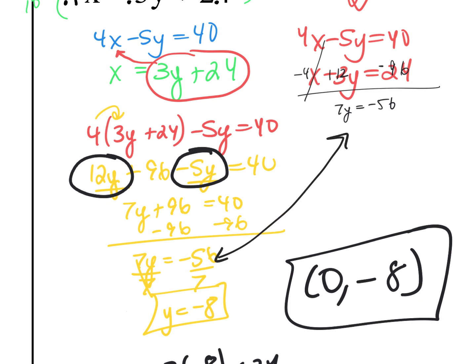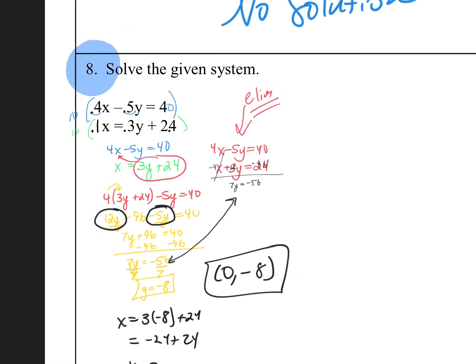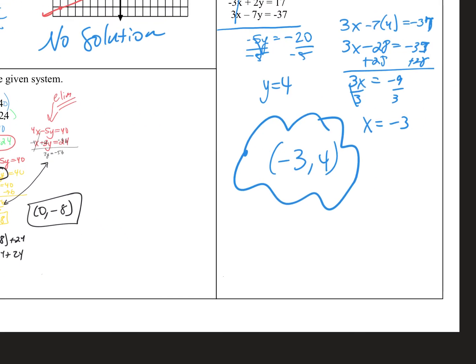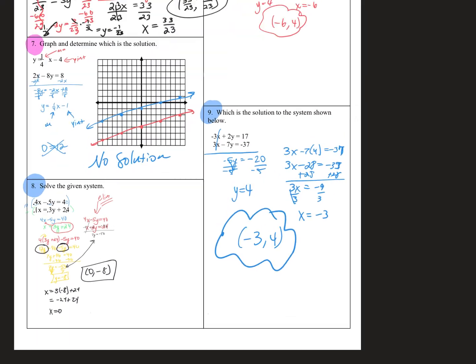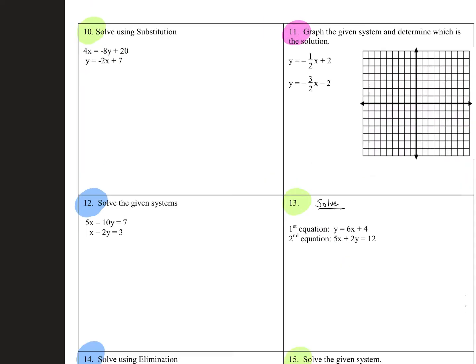That was a lot less work. Sometimes it happens that way, because with substitution you have to plug in and then you have to distribute and combine like terms. A lot of times elimination is the quickest. But again, if it's not set up for elimination, then sometimes it's harder. All right, let's do some more.